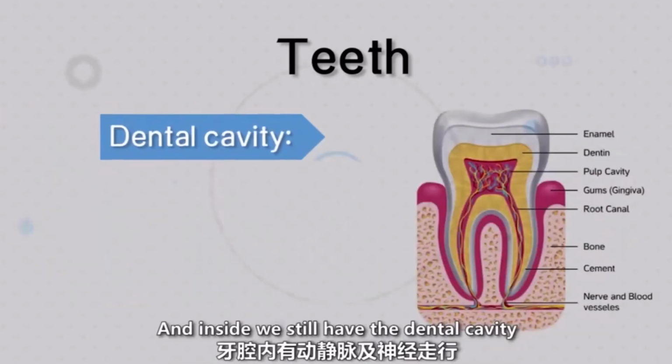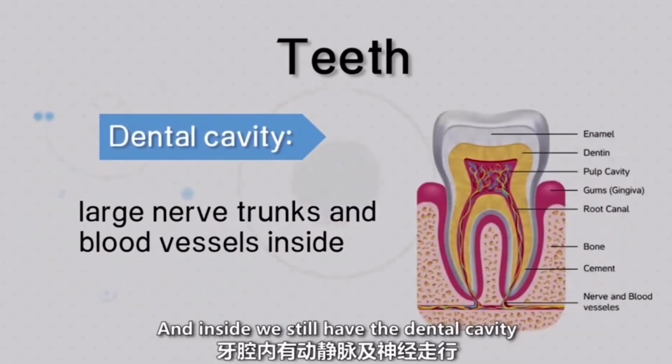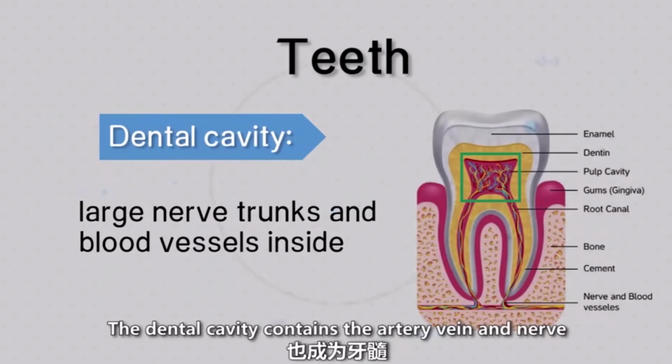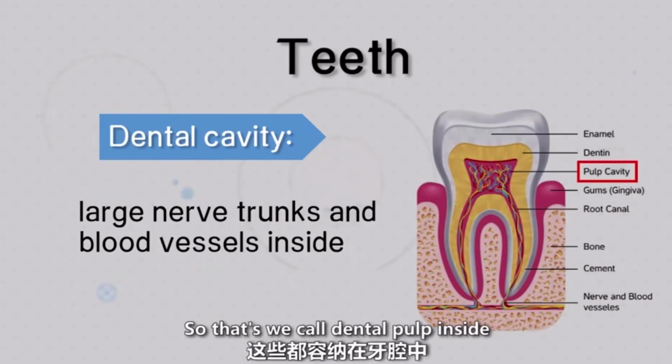And inside we still have the dental cavity. The dental cavity contains the vessels, some artery, vein, and nerve. That's what we call the dental pulp inside. Okay, good. So all in the dental cavity.